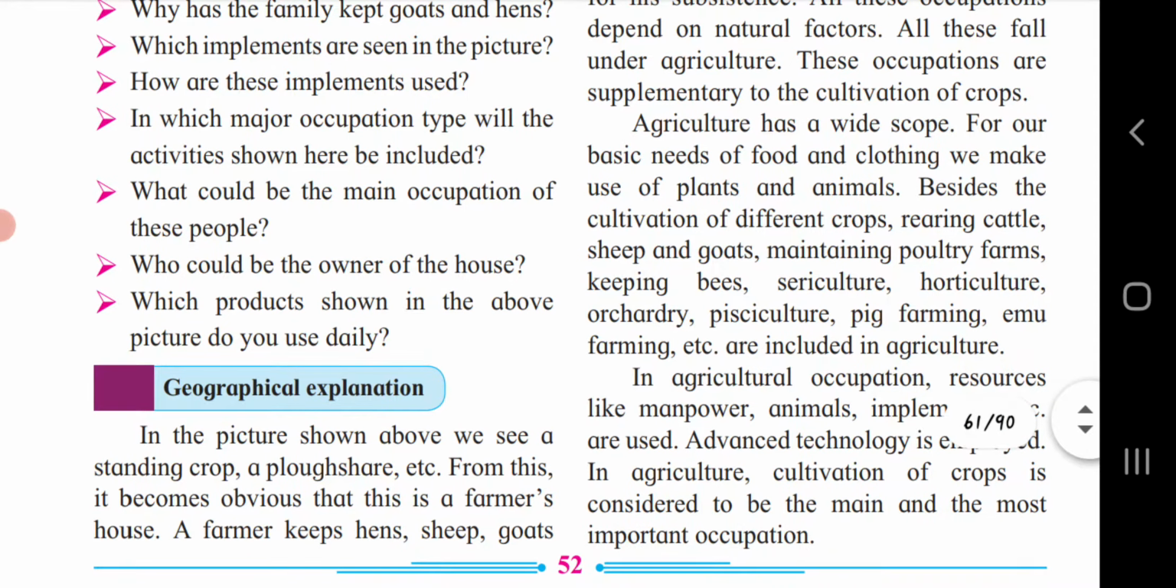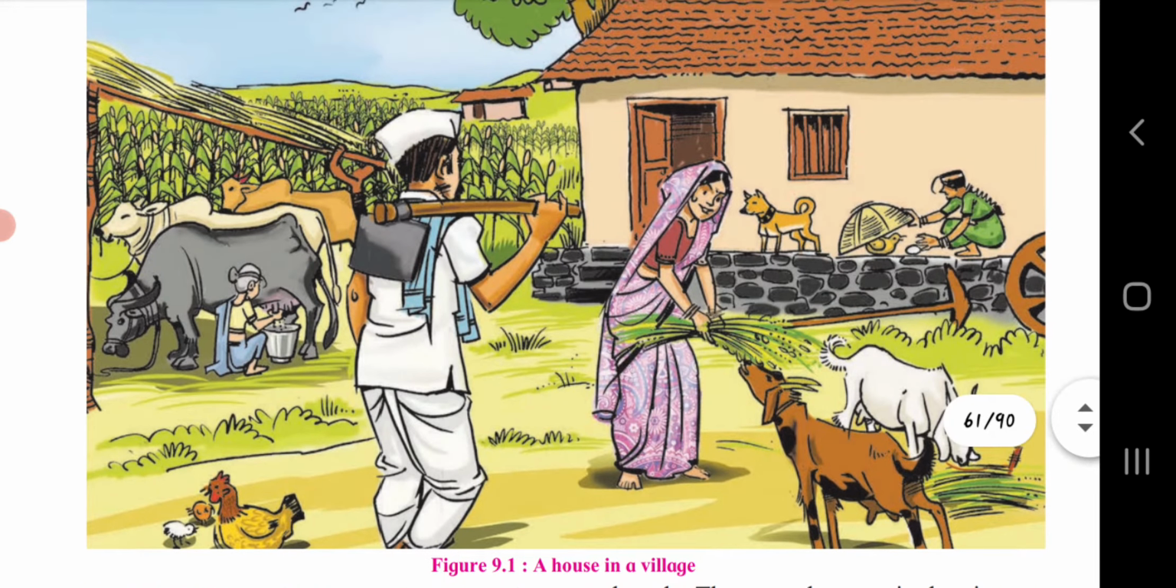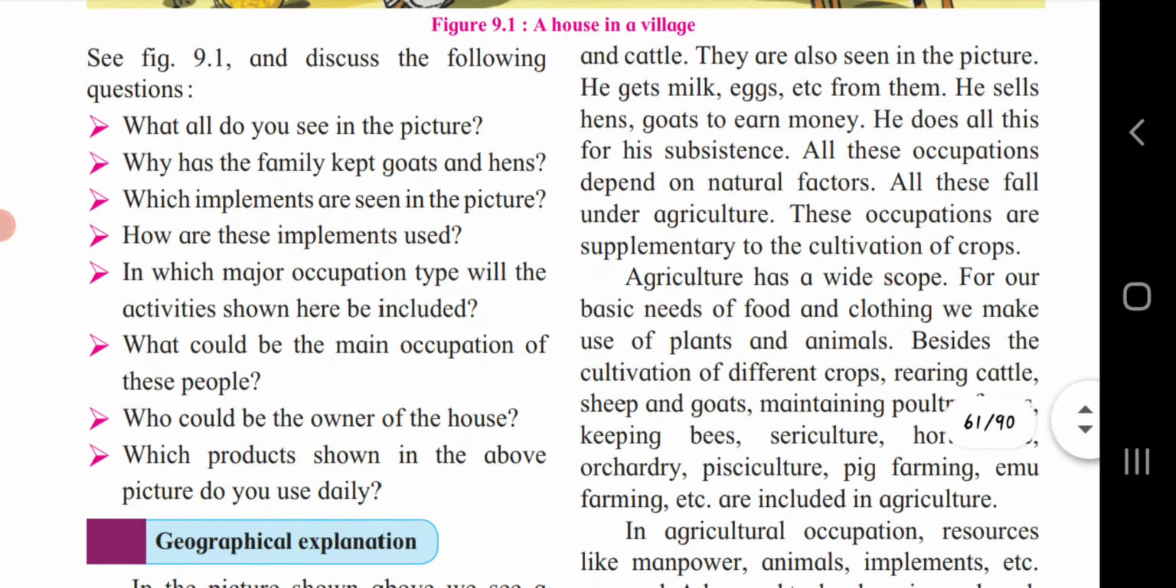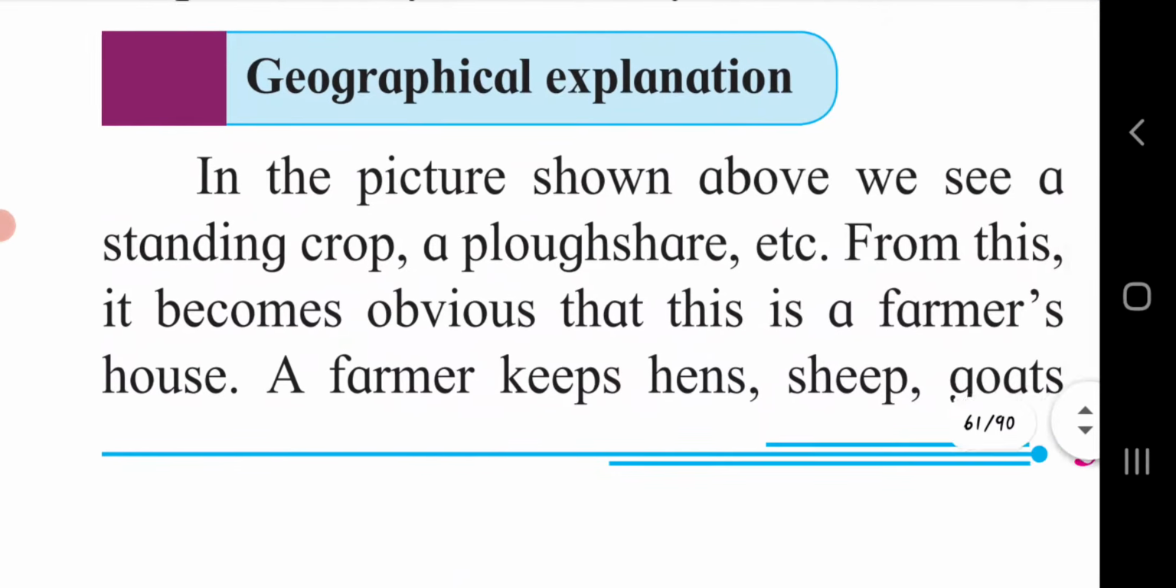Which products shown in the above picture do you use daily? In our daily life, we consume the milk obtained from cows and buffaloes, meat obtained from goats, meat and eggs obtained from hens, as well as the food grains obtained from farming. All these products shown in the above picture we use daily. So depending on this, all the questions' explanations are given.